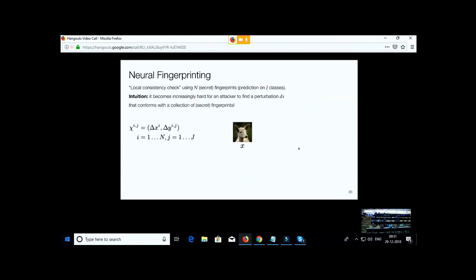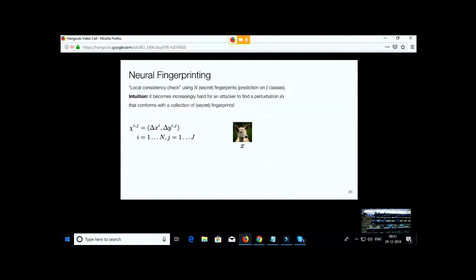So this intuition basically is, okay, well, we can just do this local consistency check. So instead of having just one delta x, now I can pick n directions delta x. And now if I have j classes, so let's say for an image that I have 1,000 classes, then for every class, I'm also going to choose some delta y's. And the intuition is that it actually becomes increasingly hard for an attacker to find some adversarial perturbation dx, this is a small dx, that actually conforms to the whole collection of secret fingerprints.